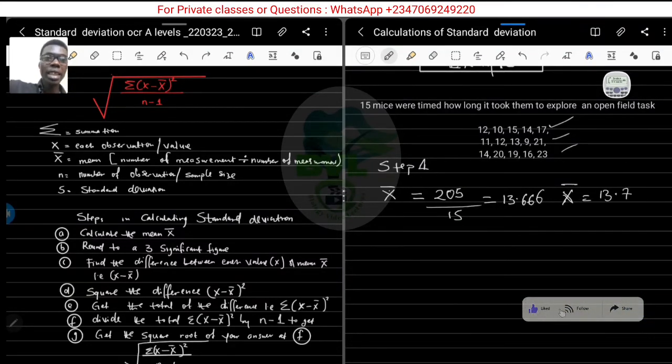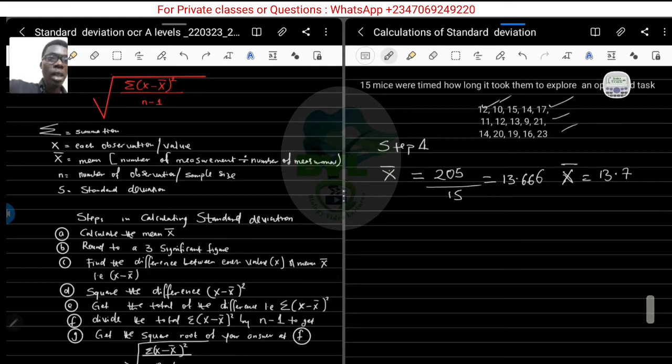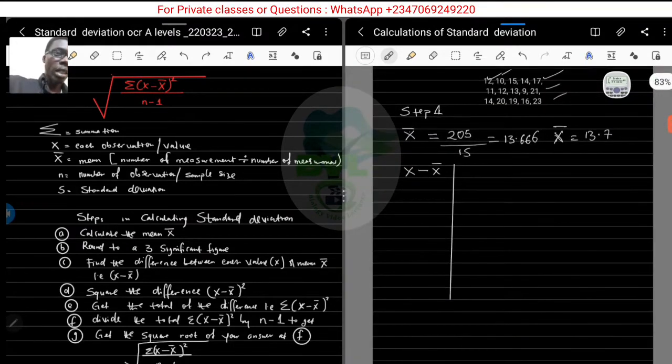So our mean is going to be 13.7. The next step says find the difference between each value, which is x, and the mean. So what we're going to be doing is this. You're going to have a table like this. This is x minus x bar. Okay, now what we're going to be doing is this. This is quite long. Let's see how we can make this work.